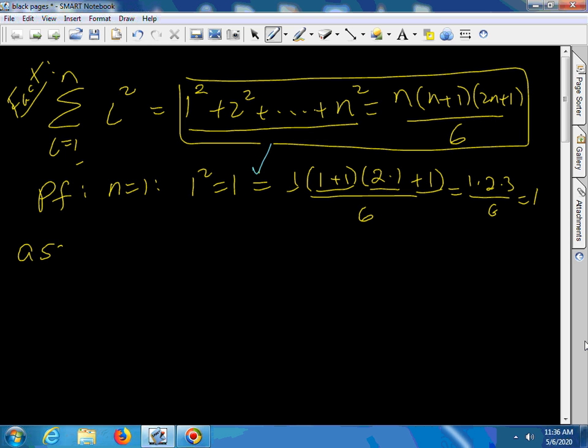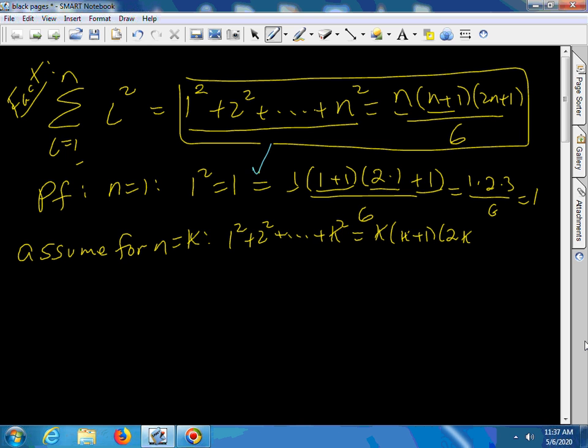Now we make our assumption. We assume for n equal to k that 1 squared plus 2 squared all the way up to k squared is, instead of n, I'm going to write k. I'll even say k times k plus 1 times 2k plus 1 all over 6.